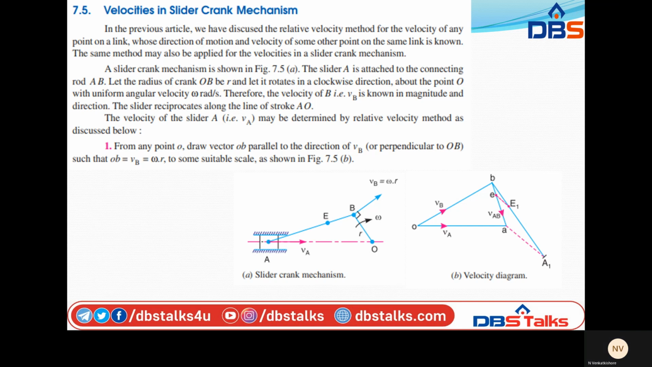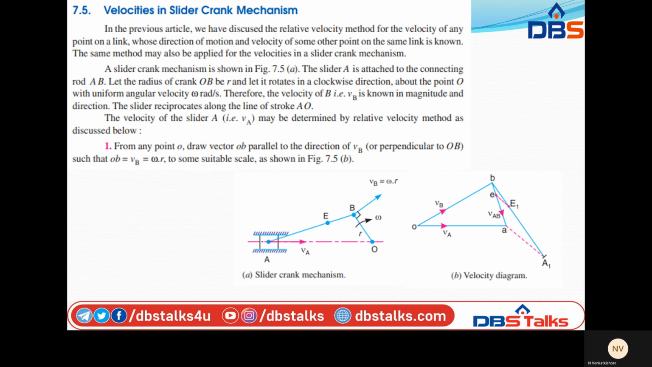From any point O, draw a vector OB which is parallel to the direction of VB, that is perpendicular to OB, such that small ob is equal to the vector VB, that is equal to omega R, to some suitable scale. So firstly, we need to draw this one.